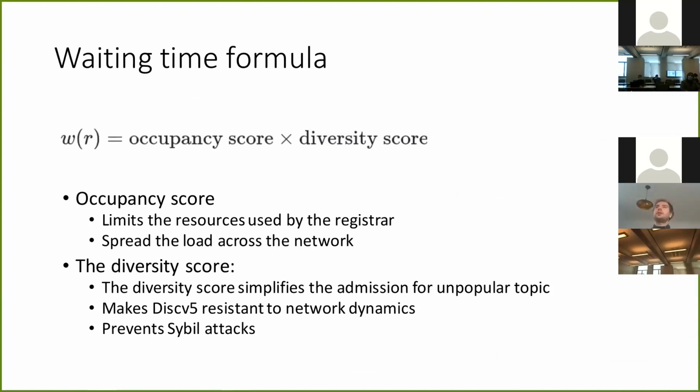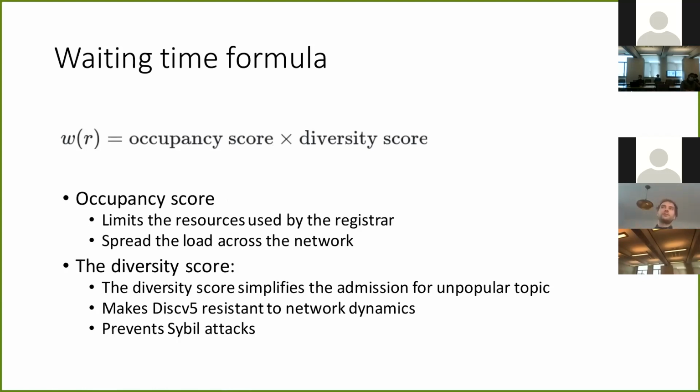Okay, I don't have enough time. Right. So for the waiting time formula, we said that there is this occupancy score times the diversity score. For this occupancy score, again, this is to limit the resources used by the registrar, so I never go beyond the specific limit. And also it spreads the load across the network.